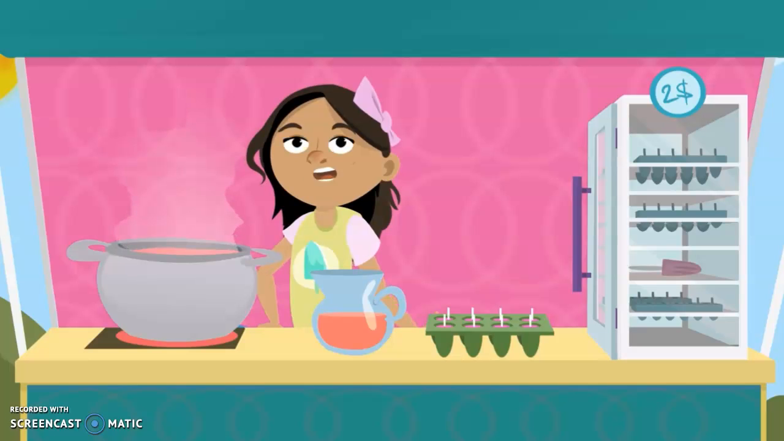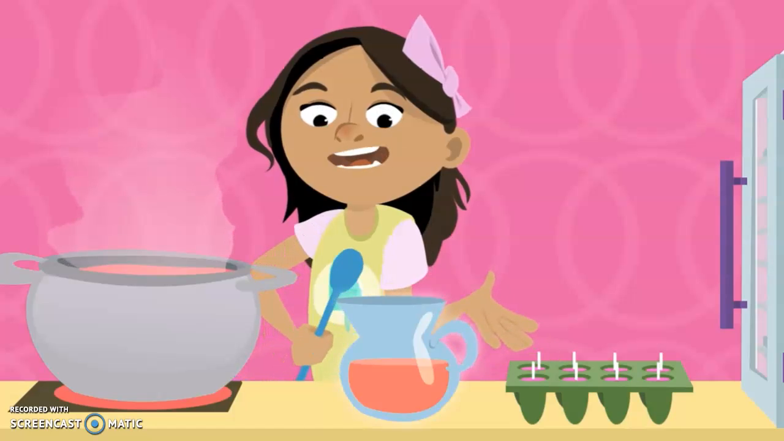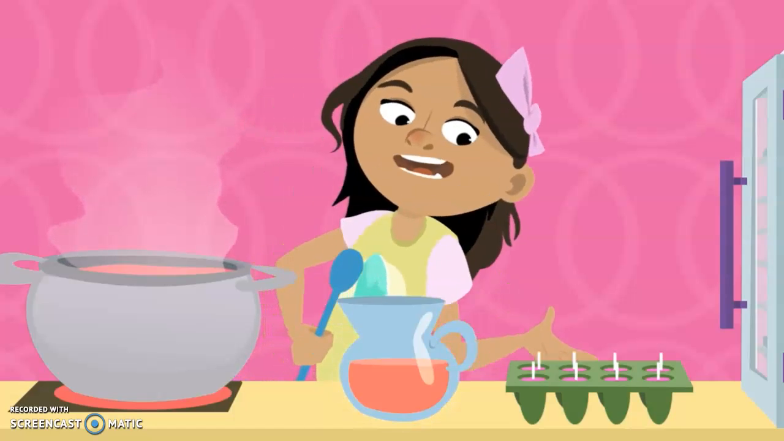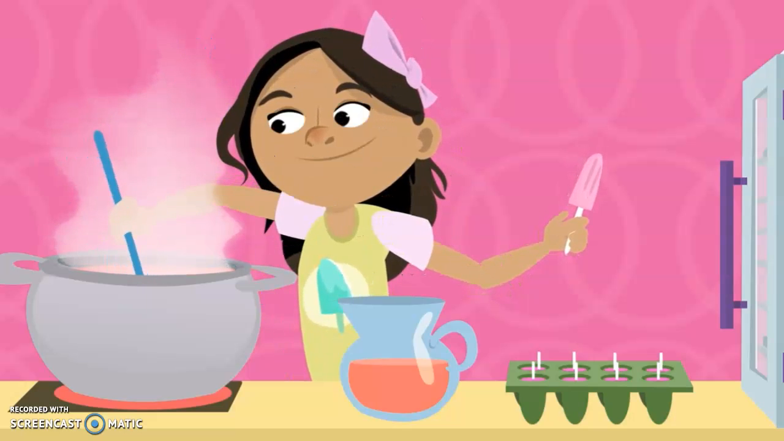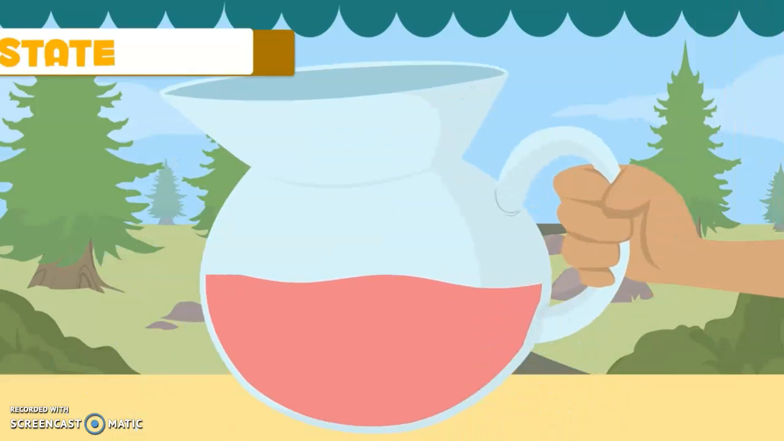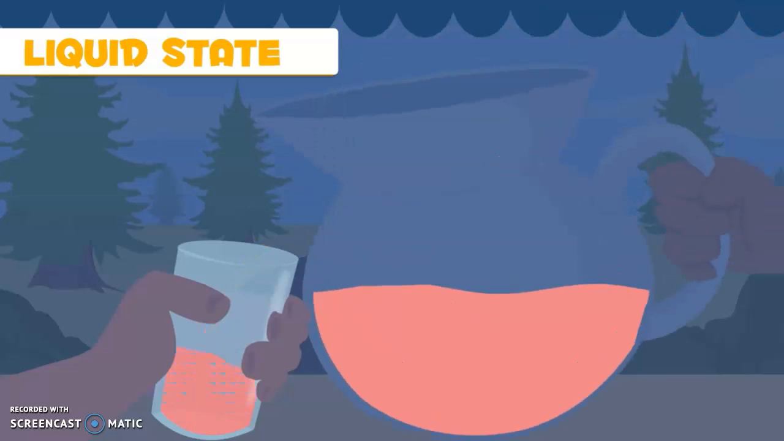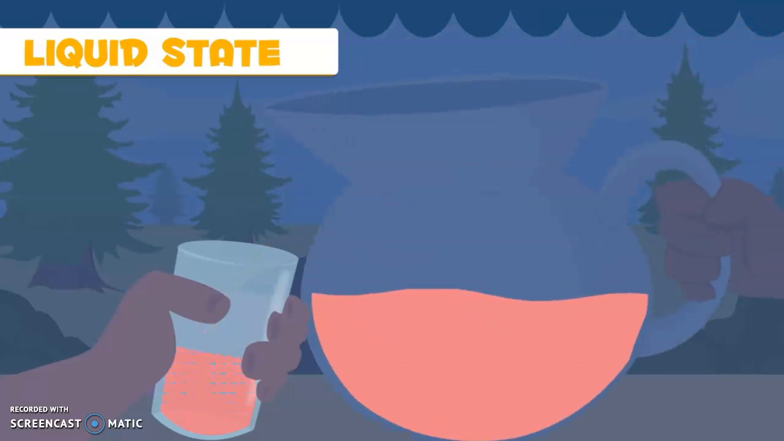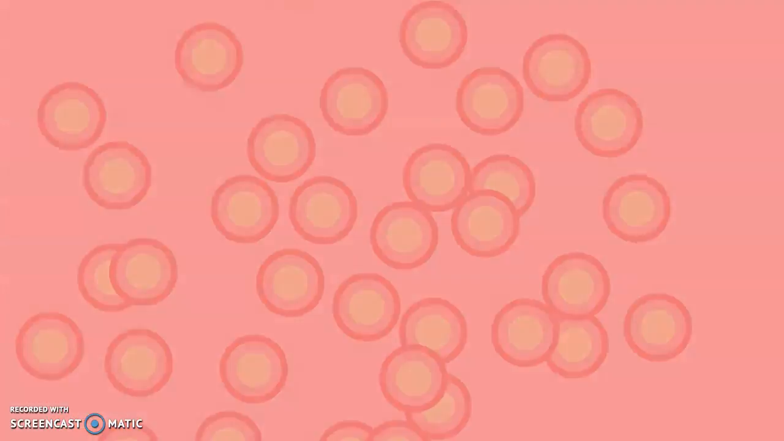Matter, the substance all things are made of, exists in three states: liquid, like this strawberry juice; solid, like this popsicle; and gas, like the water vapor coming out of this pot. Everything we drink is in its liquid state. Matter, in its liquid state, takes on the shape of the container, and its volume always stays the same. Particles are separated and can move freely. Can you see how they're moving? They look like they're dancing.